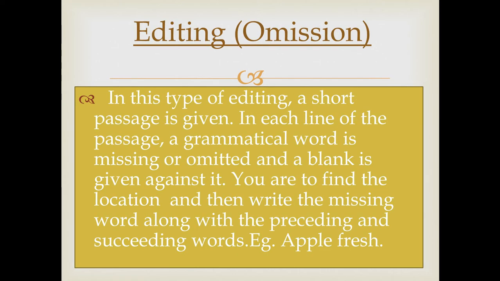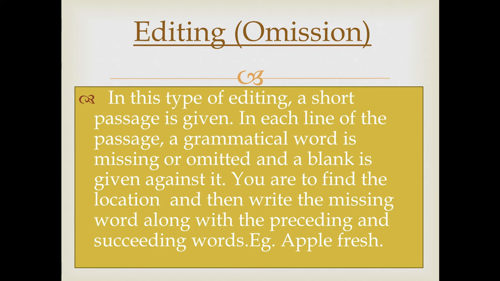Let's see. In this type of editing, a short passage is given. In each line of the passage, a grammatical word is missing or omitted, and a blank is given against it. You are to find the location and then write the missing word along with the preceding and succeeding words. Example, apple fresh.